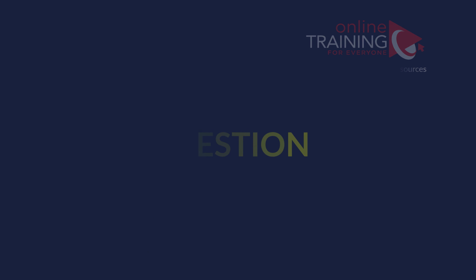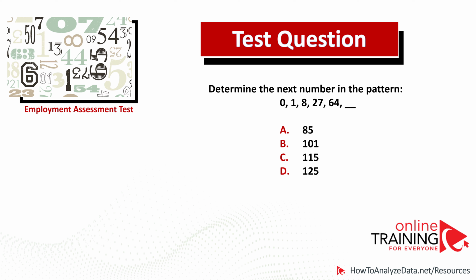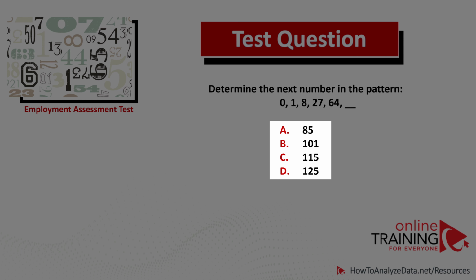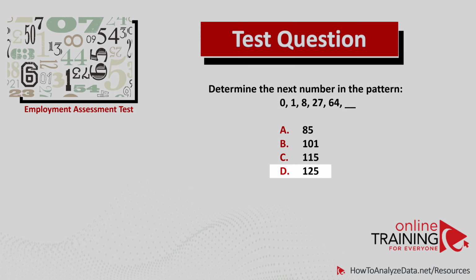Let's look at the pattern question, which is frequently used as part of employment assessment tests. Determine the next number in the pattern. And you have a series of numbers, starting with 0, 0, 1, 8, 27, 64, and then the missing number, for which you have 4 different choices: 85, 101, 115, and then 125. Do you think you know the answer? Let's see how we can get to the correct solution together.